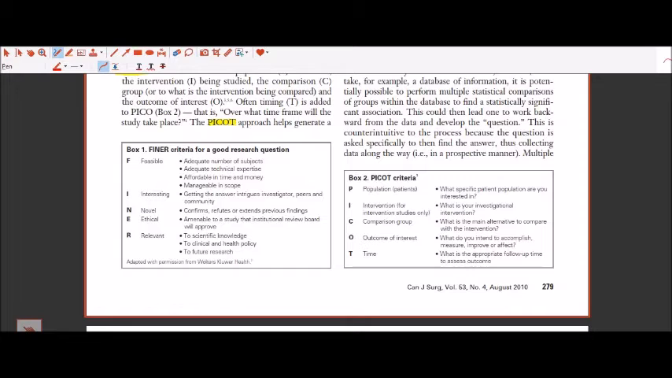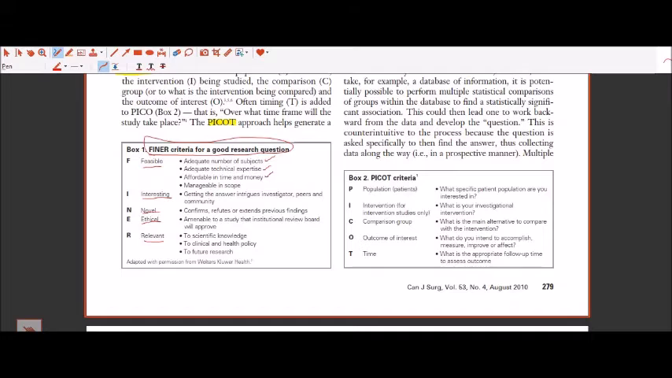In box 1 you have the details about what exactly the FINER criteria is for a good research question that one should be able to understand and know. F stands for feasible, I stands for interesting, N stands for novel, E stands for ethical, and R stands for relevant. Here come the questions for us. Feasible: adequate number of subjects, did you include it or not? Adequate technical expertise, then affordable time and money for you. Manageable in scope also or not.